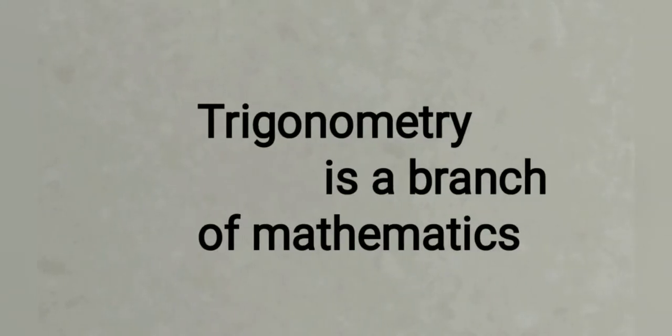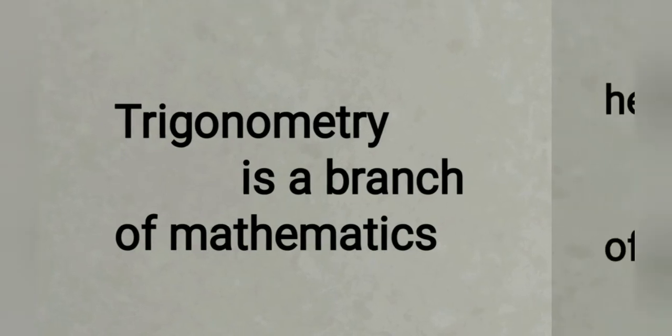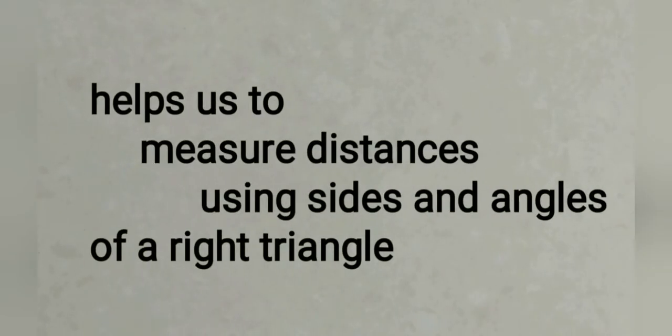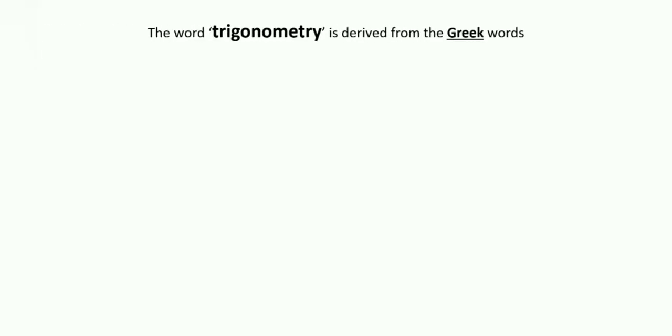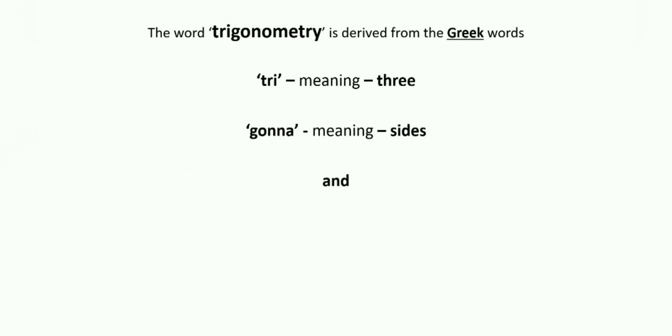Trigonometry is a branch of mathematics which helps us to measure distances using sides and angles of a right triangle in situations wherein normal methods of measurements are difficult to use. The word trigonometry is derived from the Greek words tri, meaning three, gona, meaning sides, and metron, meaning measure.